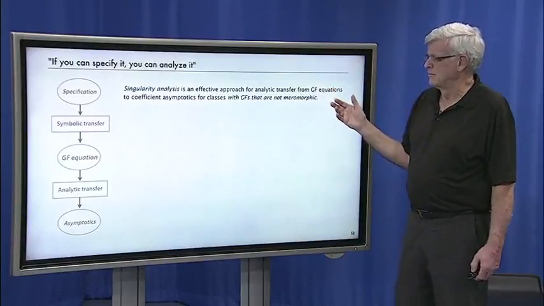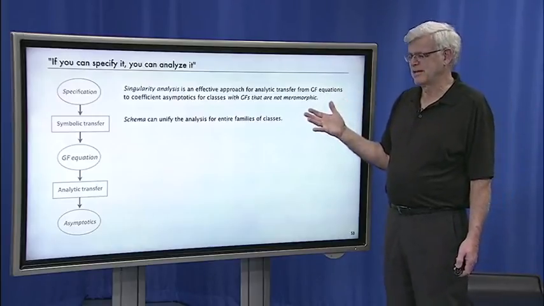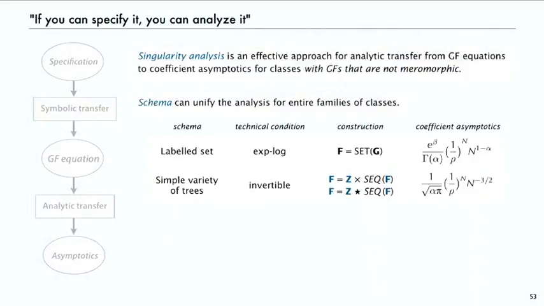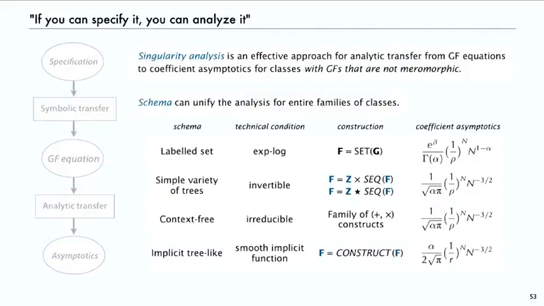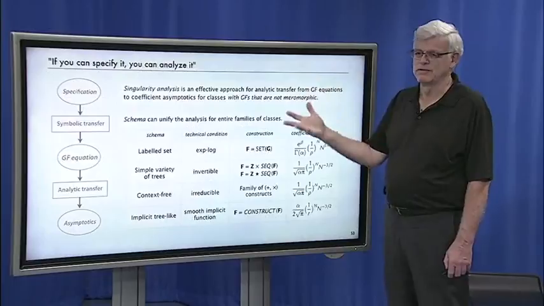So the idea is that we have these schemas that can unify the analysis for entire families of classes. We talked about the exp-log schema and the simple variety of trees and the context-free classes last time. I didn't show any applications this time. And implicit tree-like classes. And always we can get out to the coefficient asymptotics for large families of combinatorial classes. And there are other schemas also that have been proven.